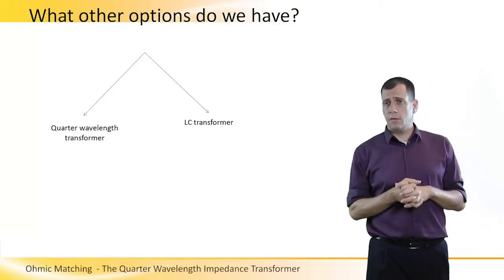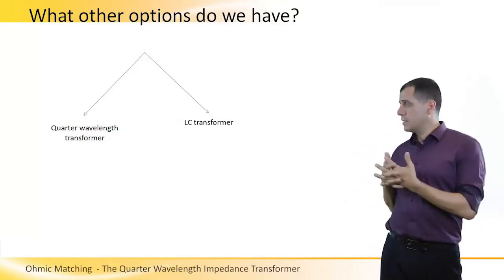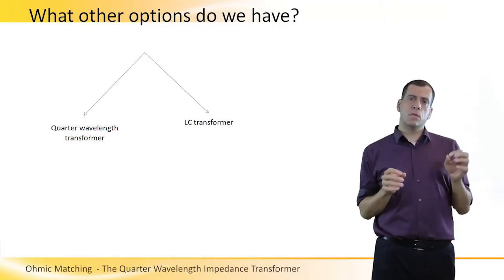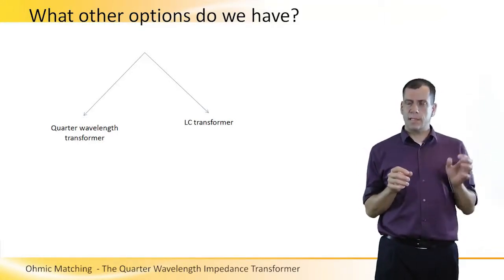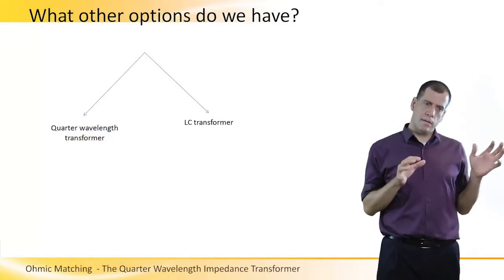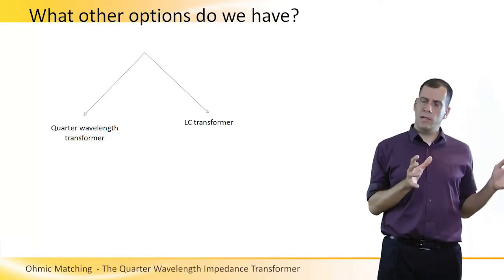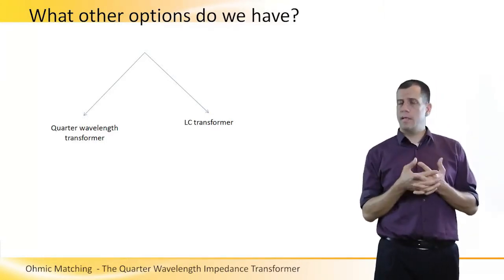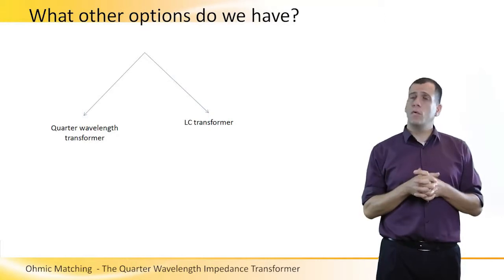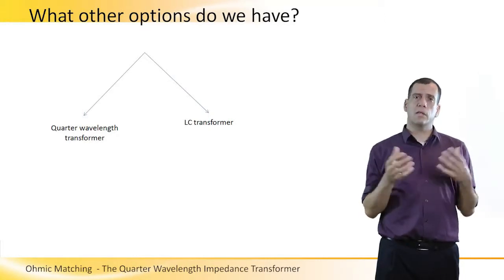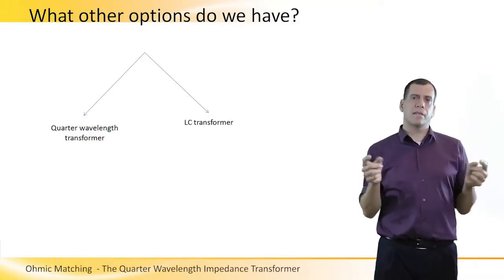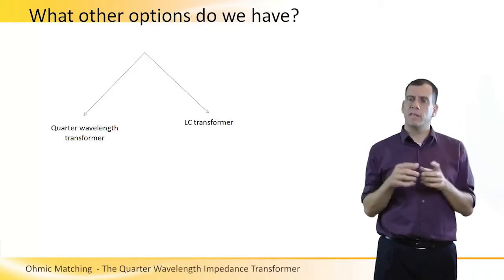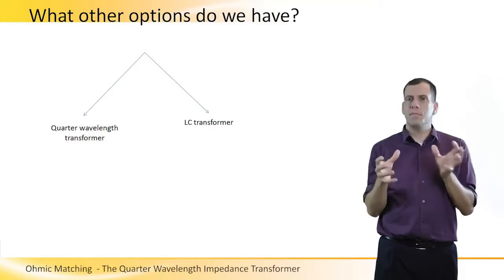The other option that we have is to use an LC transformer that is equivalent to the quarter wave transformer, and we will see how we can design the quarter wave that we need and move it to LC components in case we are working at low frequencies where we cannot afford the line length of the quarter wavelength, and we want to save this PCB area, etc.